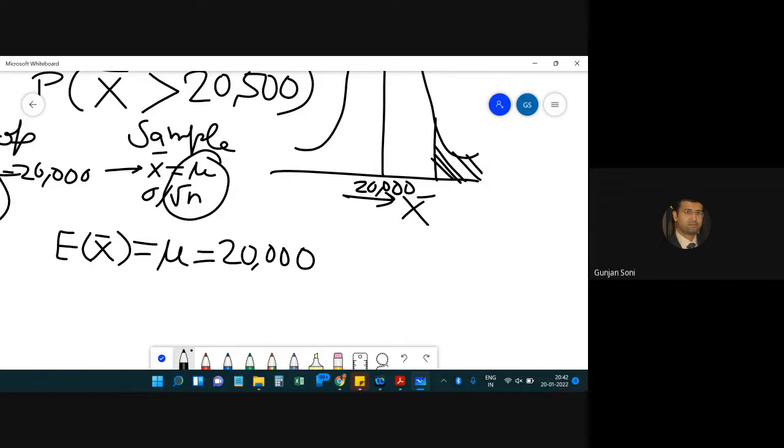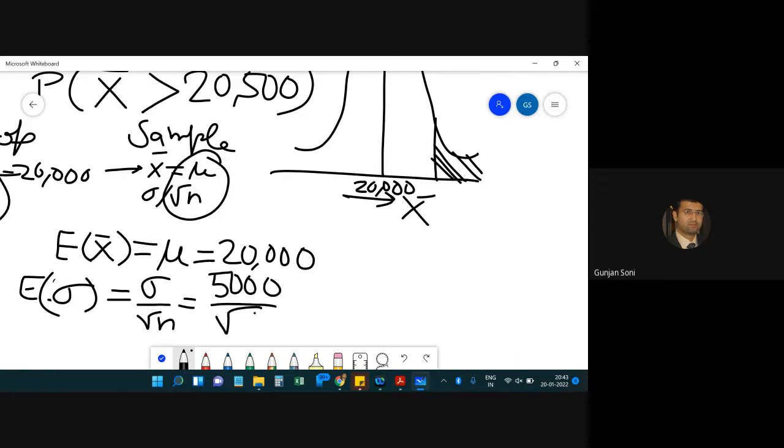But standard deviation, expected value of standard deviation, or expected value of sigma, I can say over right here. Expected value of sigma will be sigma by root n. You have to keep this in mind. You should be able to spot whether the question is about the sampling distribution or the population distribution. Then it will be 5,000 divided by 64, which is equal to 625.